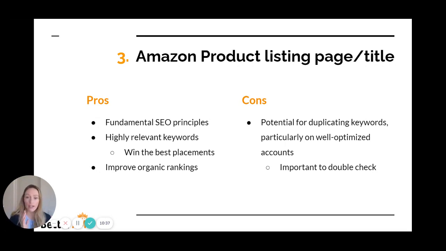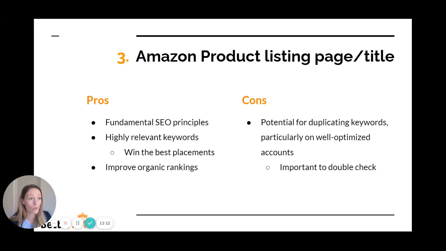So ads will fall into organic sales, and that's through rankings. The best ad rankings will give you the best sales, which will give you more organic rankings, and so on and so forth, okay? Now, the cons here is that there is a potential for duplicating keywords, particularly on well-optimized accounts. So if you've been running ads for over a year, it's highly likely that you've got all those main keywords in there, right? But I would add that it is important to double check.